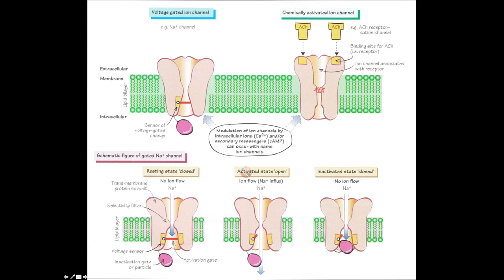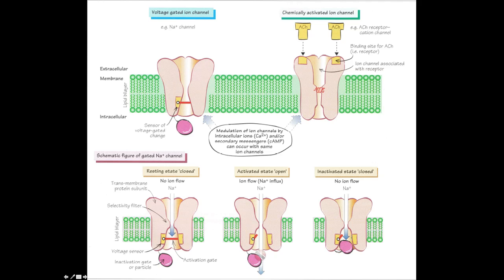Now when the sodium ion channel is activated, in other words, the activated state means open, the voltage sensor is first going to sense the change. We've seen that the membrane is being depolarized, and when the voltage sensor senses that, the activation gate opens. And when the activation gate opens, Na plus ions come through. What I should make clear is that when depolarization takes place, both the activation gate as well as the inactivation gate are turned on. So they both start to move.